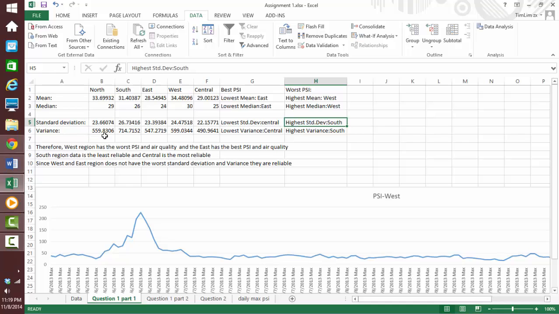For variance, I used VAR.S, same as before, because it's a sample, that's why I used .S. I highlighted the whole row, and I found out that the lowest variance is central, and the highest variance is south. Over here I can find out that central has the best standard deviation, and south has the worst. This shows that central is the most reliable and south is the least reliable. And because east and west are not the lowest, we can see that they are reliable.